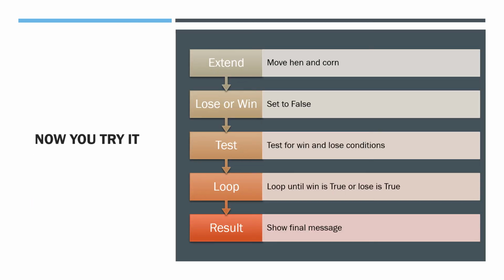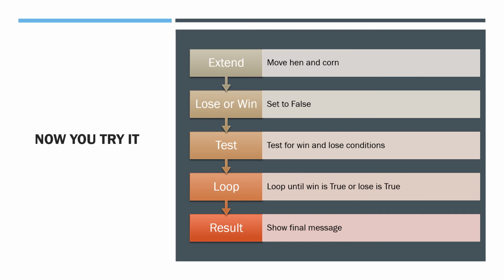So these are the tasks I'm leaving with you. Extend the program to move the hen and the corn across the river. Set both lose and win conditions. They'll have to be separate variables because they're independent of each other, and set them to false before the loop begins. Inside the loop, add tests for the win and lose conditions, and then make the loop until win is true or lose is true.